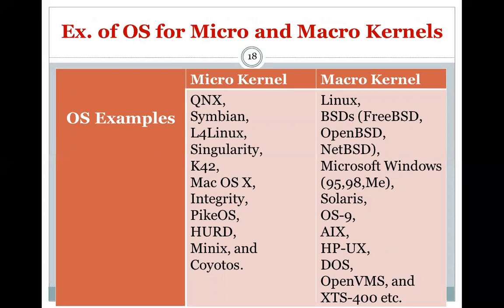Some examples for micro and macrokernels. OS examples for microkernels are QNX, Symbian, L4 Linux, Singularity, Mac OS X, etc. Examples for macrokernel are Linux, BSDs, OpenBSD, Microsoft Windows, Solaris, OS9, etc.